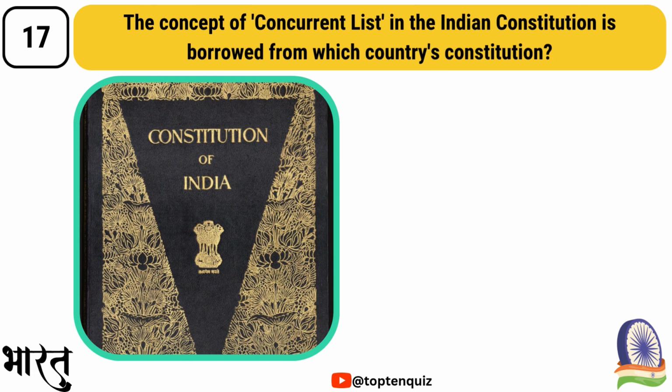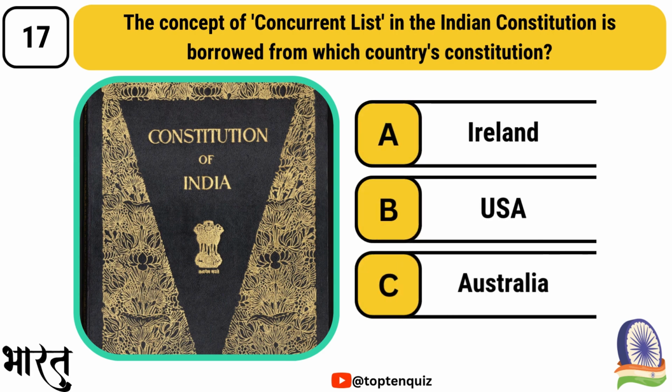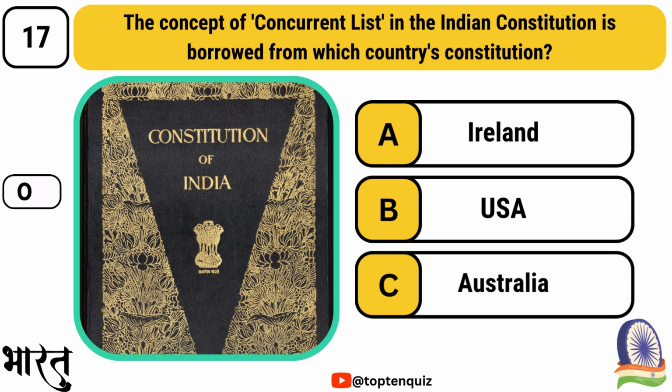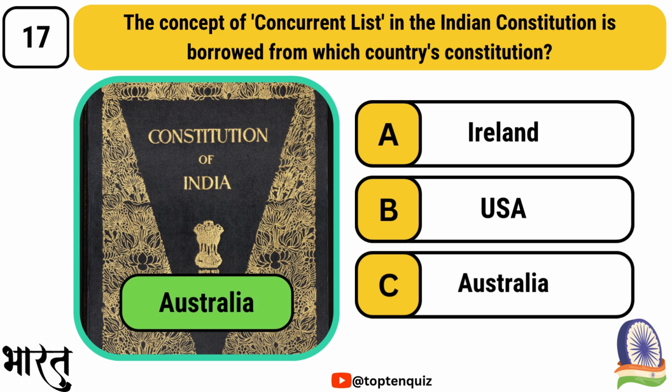The concept of concurrent list in the Indian Constitution is borrowed from which country's constitution? Option A Ireland, option B USA, option C Australia. The answer is Australia.